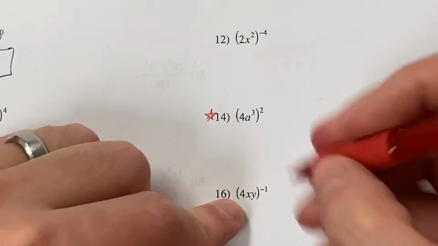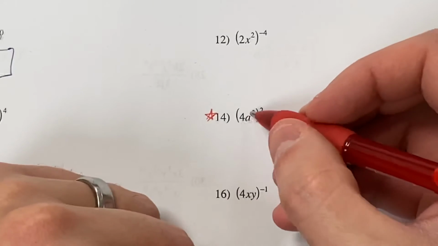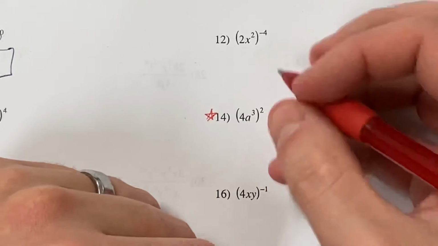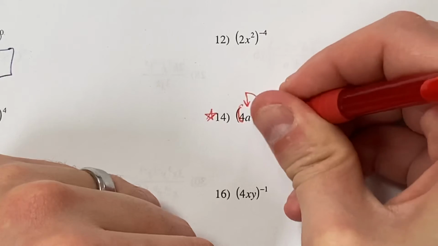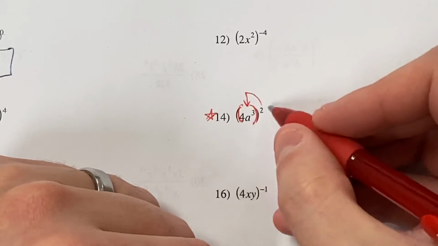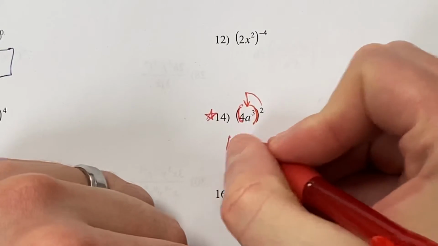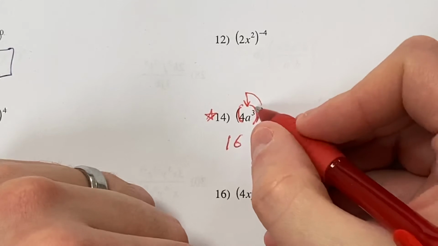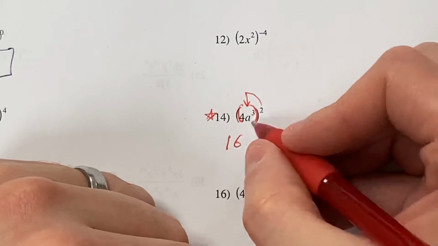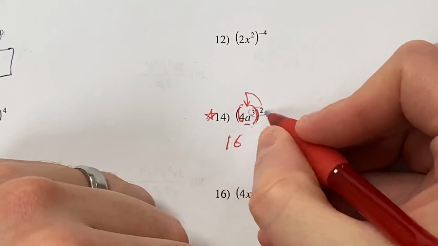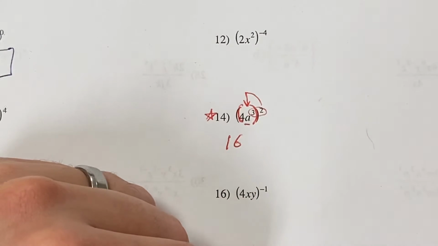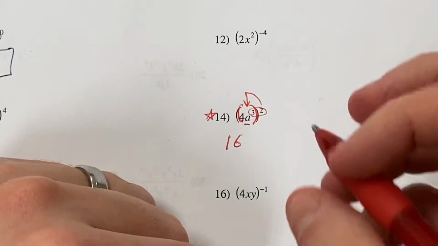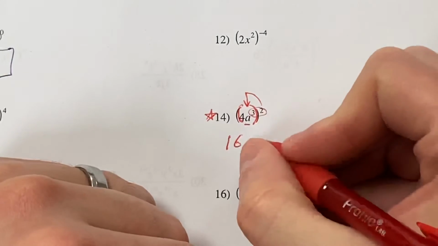In this one, be careful that when you have 4a to the 3rd squared, do make sure that you square everything inside of here. So you do have to square the 4. 4 squared is 16. And then a to the 3rd squared, this is a single base to 2 exponents. A single base to 2 exponents, you multiply them. So this would be a to the 6th.